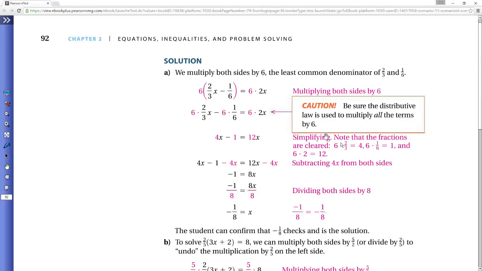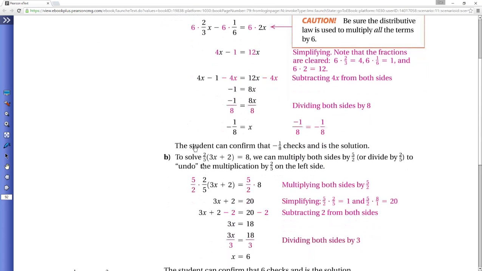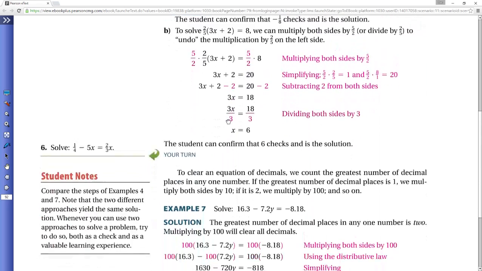Here's a caution right here: be sure to use the distributive law to multiply all the terms by 6. Okay, so if I take 6 times one side, I have to take it times the entire side, so I have to distribute that, and I'd end up with this equation. They're doing this in this case to clear fractions. They're saying, well, if I multiply by the LCM of 3 and 6, which is 6, it'll make all my fractions go away, and I can solve that equation maybe more easily.